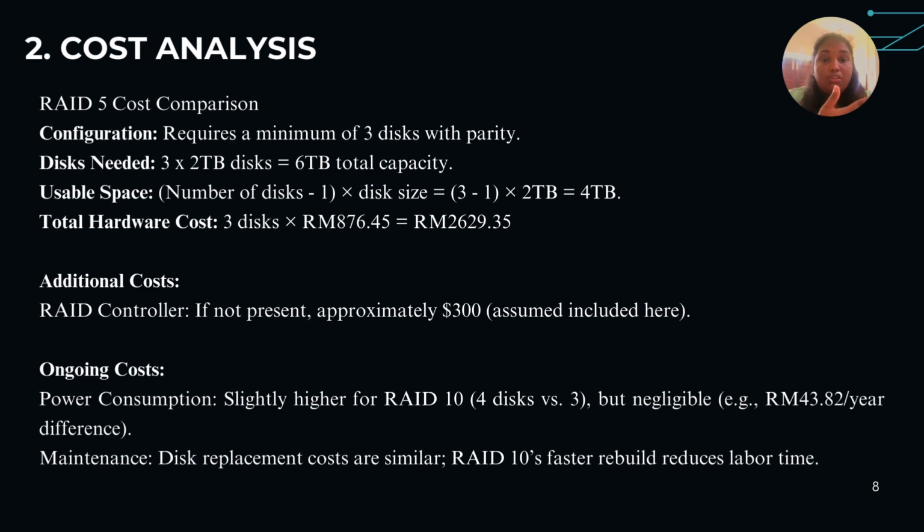The last one is ongoing cost, which is power consumption. It's slightly higher for RAID 10 versus RAID 5, but negligible, for example 43 ringgit and 82 cents per year for the difference. As for maintenance of RAID 5, the replacement costs are similar. RAID 10's faster rebuild reduces labor time. So it's easier to use for work purposes, business purposes, and also medical uses.